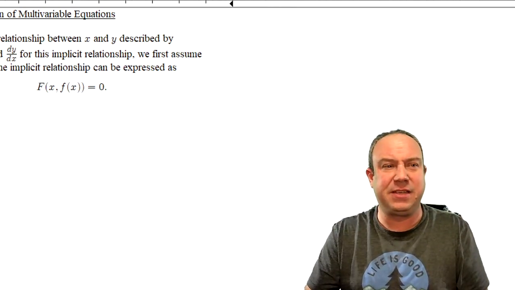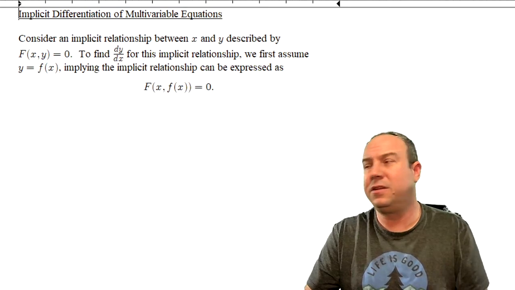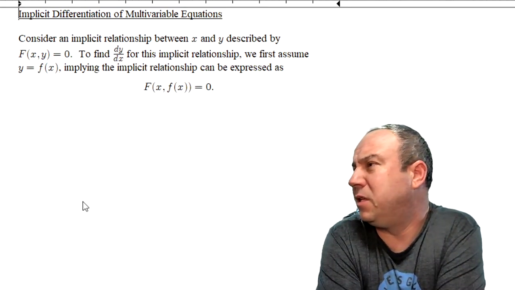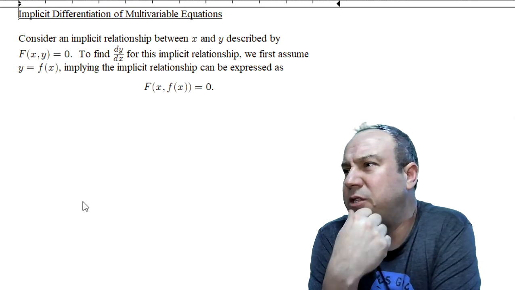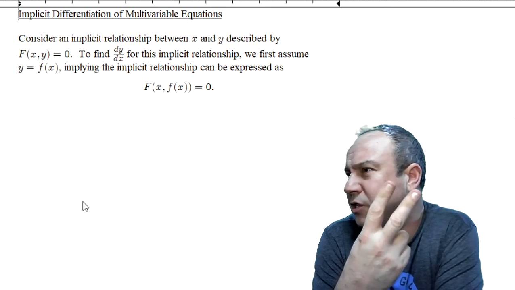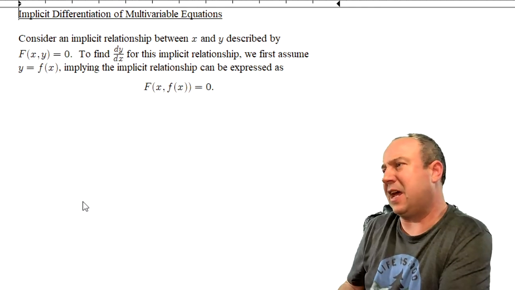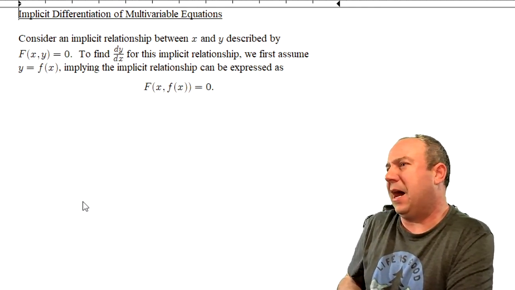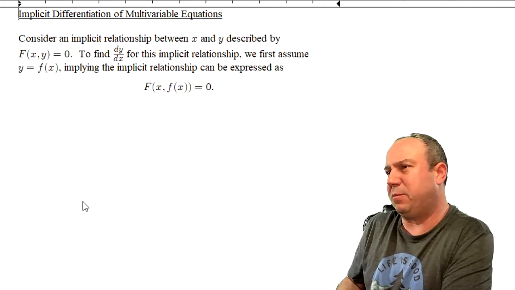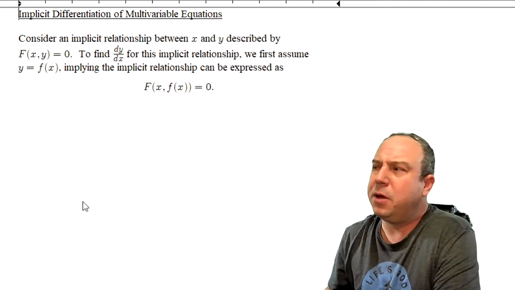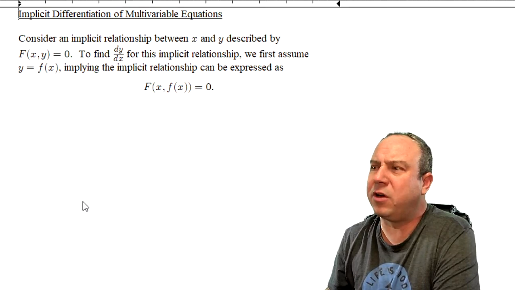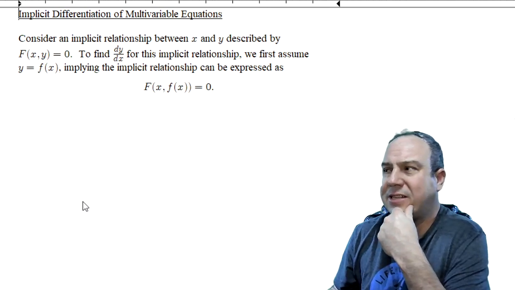Let's flip over here. We are looking at implicit differentiation, this topic known as implicit differentiation of multivariable equations. This concerns implicit relationships between two variables in an equation. There is an analogue for implicit partial differentiation, which we'll see develop at the end here, but really what we're looking at to begin with is multivariable equations with two variables, x and y.